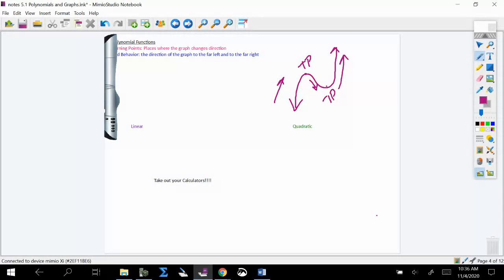If you think of it like you're riding a roller coaster, every time you get to the peak of a hill or the valley, the low spot of the hill, those are called turning points, because that's when your roller coaster switches from going up to going down or from going down to going up.